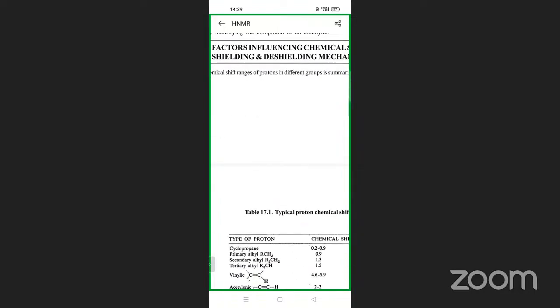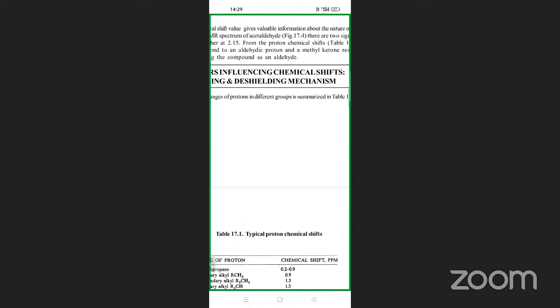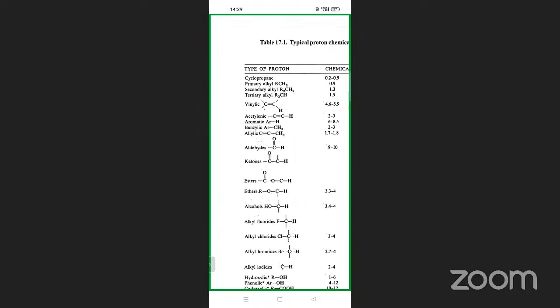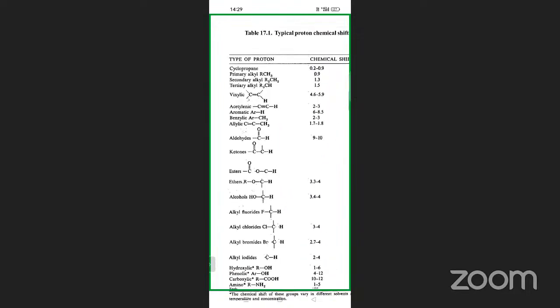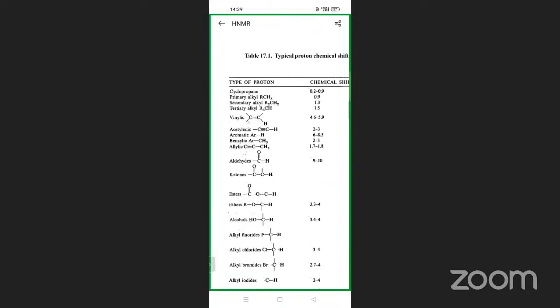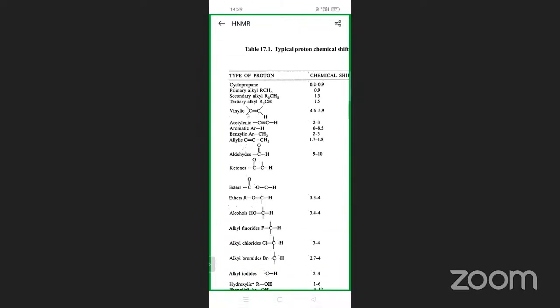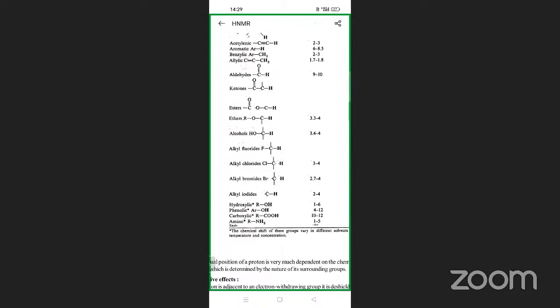Okay. So now we can see the factors influencing chemical shift values, and here the shielding and de-shielding mechanism. So if you observe the scenario of these chemical shift values of various types of functional groups and various types of protons in this table, we will have an idea about the factors which are influencing the chemical shift values here.